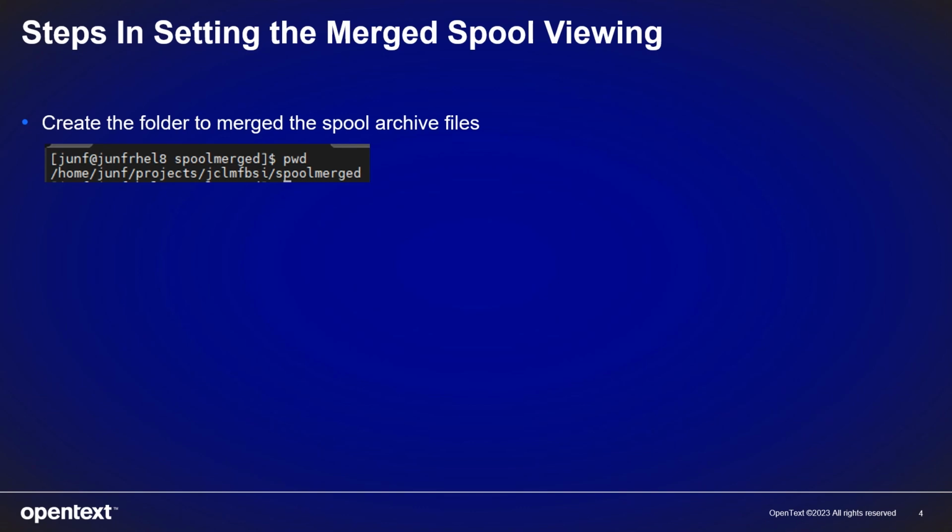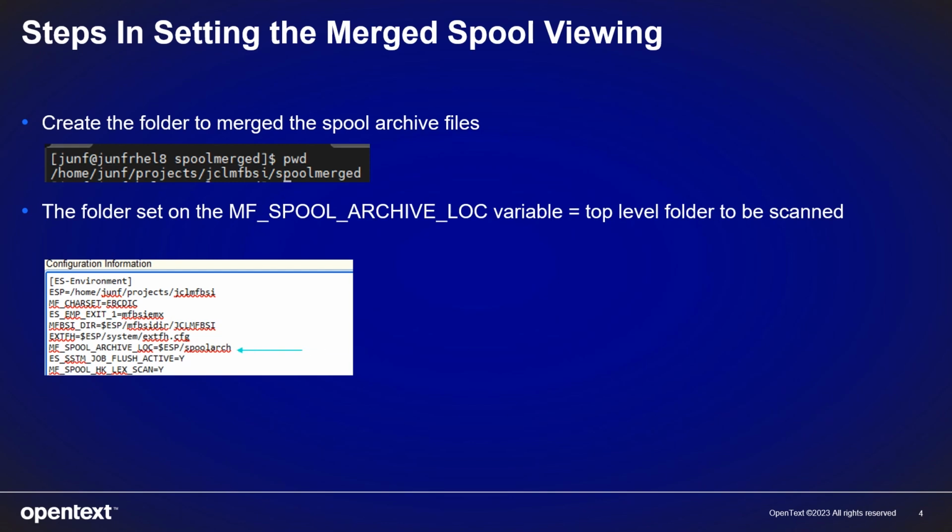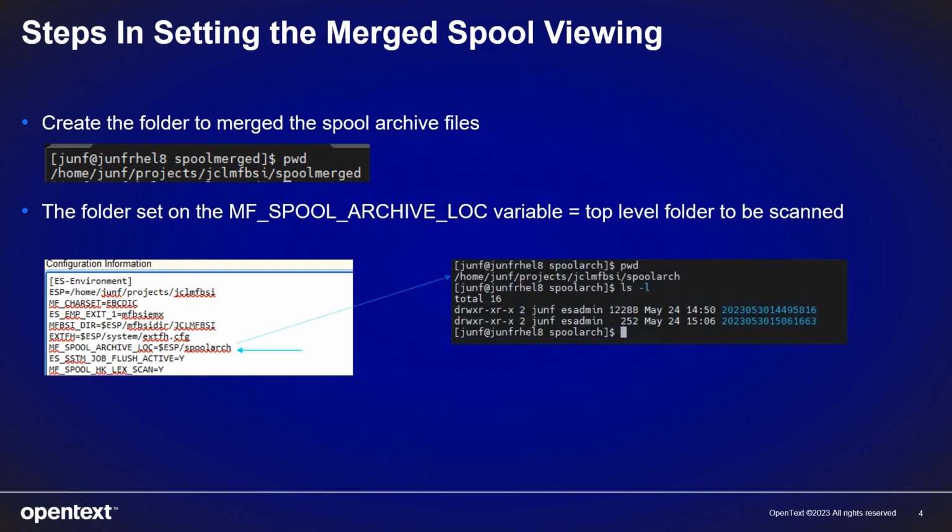The next step is to identify the top-level folder that will be used by the merge SPL job to scan outputs of the spool housekeeping job. The folder set in the MF_SPOOL_ARCHIVE_LOCK variable will be set for this purpose. As seen in this example, the spool arch folder contains two subfolders. These were the previous output of the spool housekeeping job on different execution times.